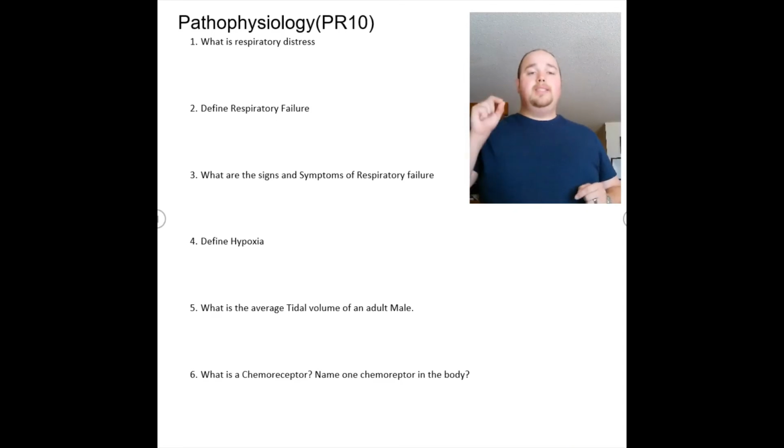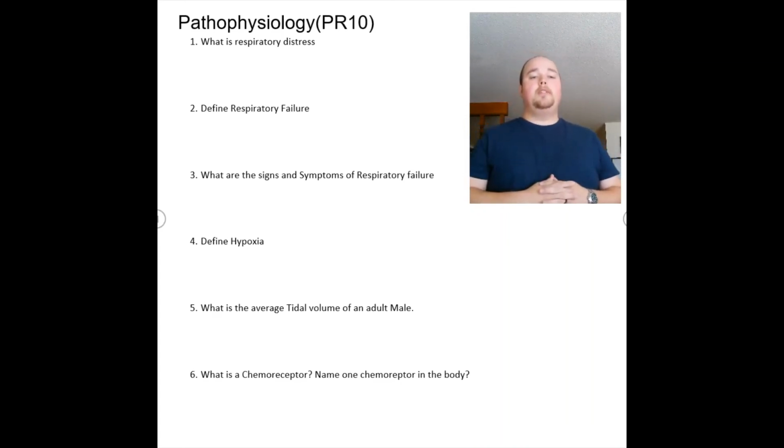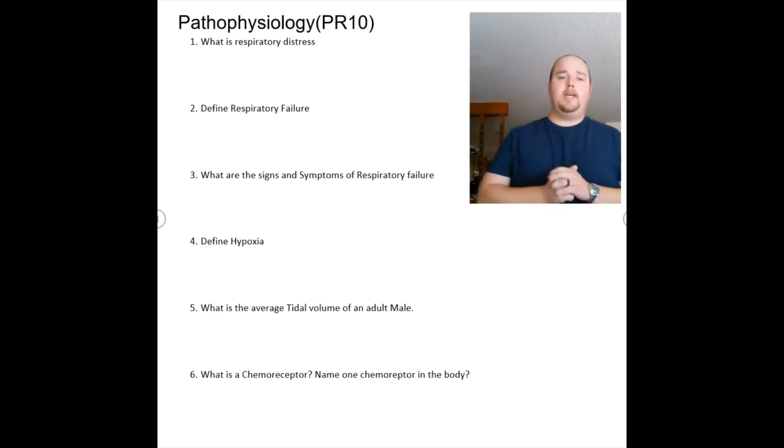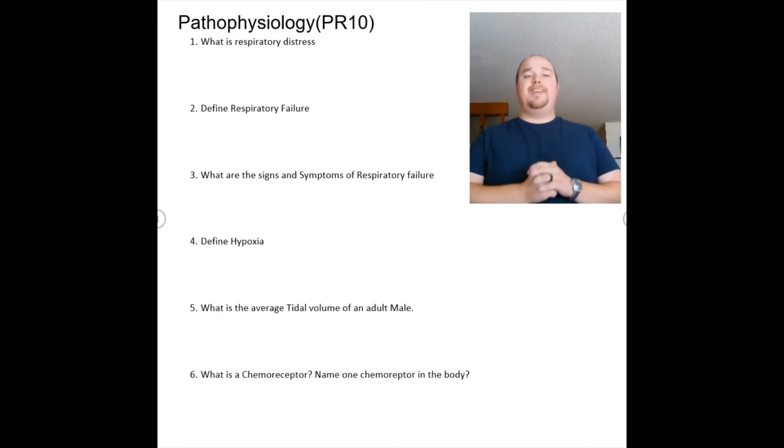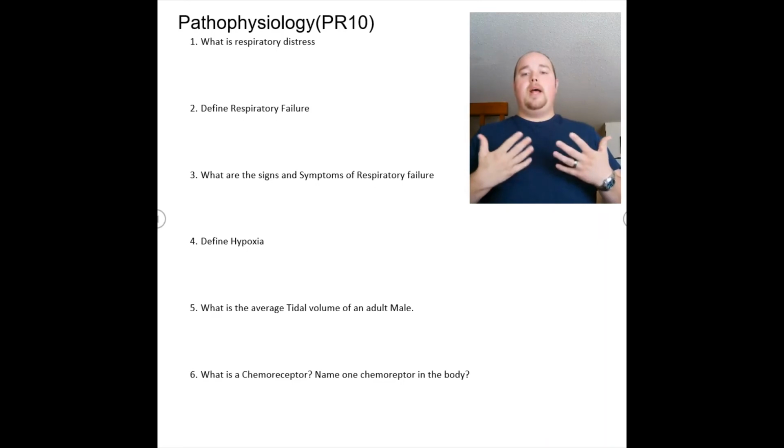But realize this, when do we ventilate someone, or how do we know we're ventilating properly, is we ventilate till we see chest rise. So we want to make sure that we're seeing that chest rise. And then we also talked about what is a chemoreceptor. Chemo comes from the word chemical, and receptor is a site that has a response.